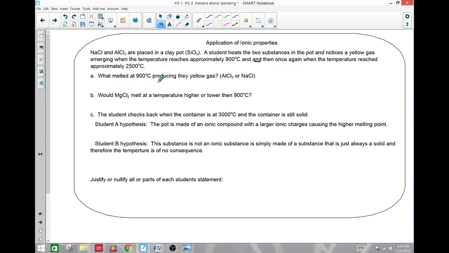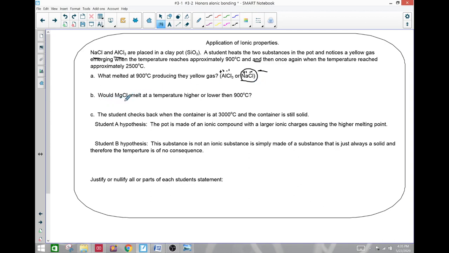At 900 degrees, producing yellow gas, what likely melted? So in this clay pot, we have NaCl and we have aluminum chloride. One of them melted first, and we want to know which one. Well, we want to look at melting point. This is a plus 3 minus 1, and this is a plus 1 minus 1. So based on charges, this should have the lower melting point, and therefore that's the one that should have melted at about 900.